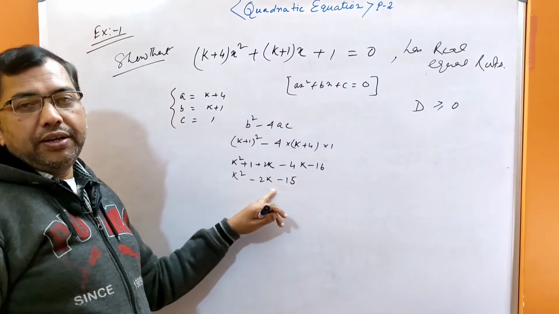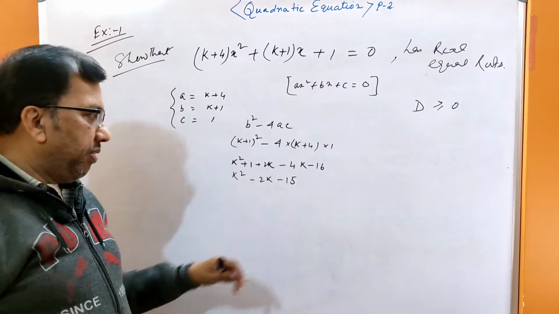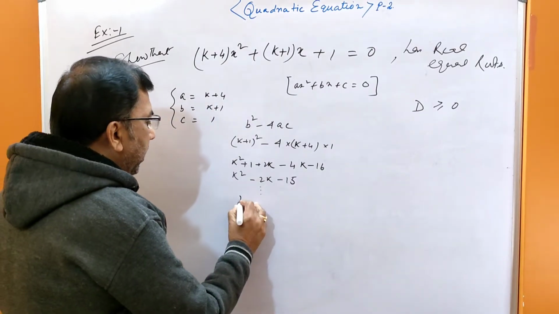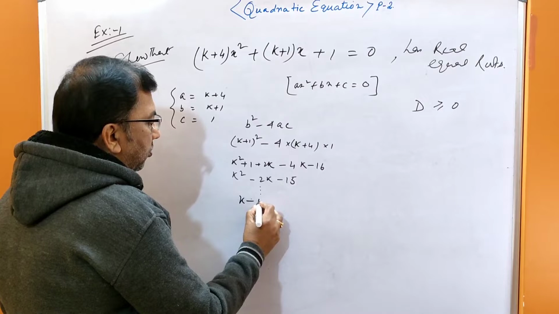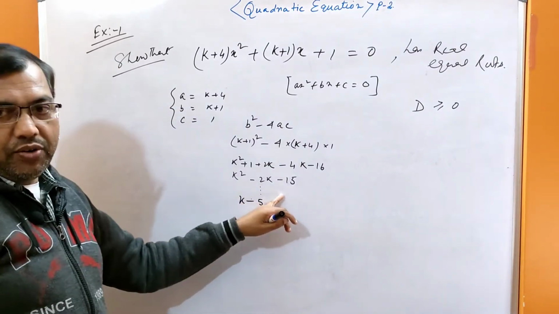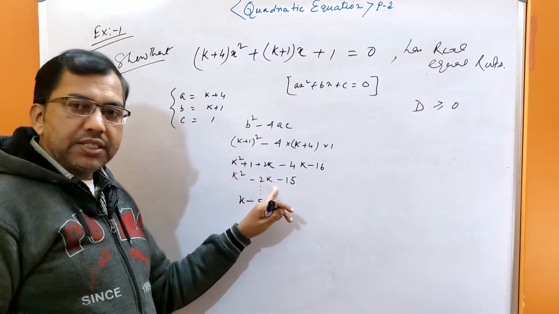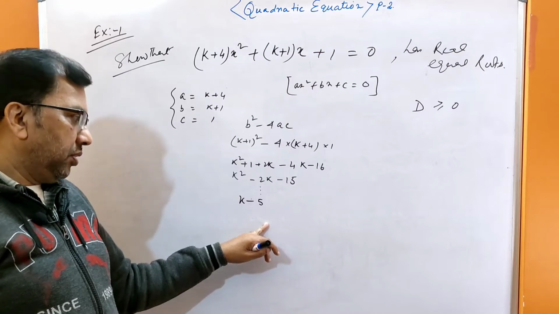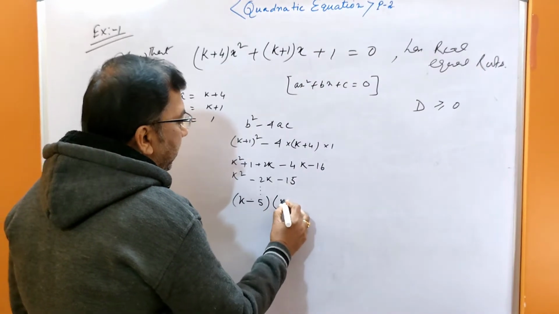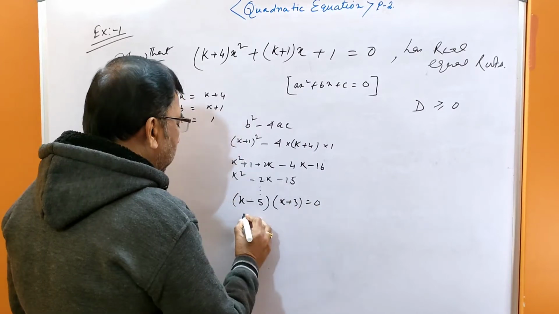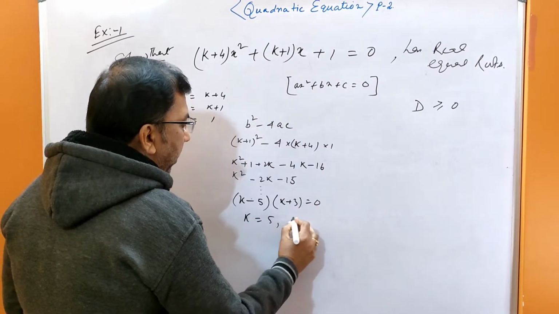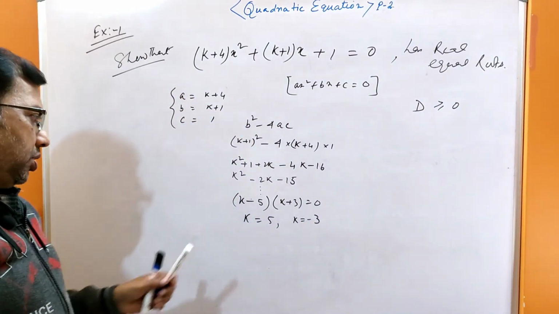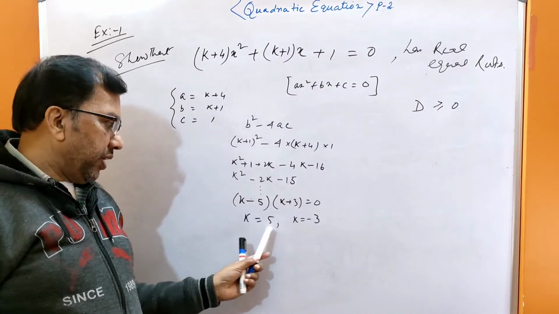Then you have to find the middle term, that is the factors. I am doing the factors. What will come in it? k plus... 5 times 3 is 15, so 5 minus 3. k minus 5 will come and k plus 3 will come. Clear? Do the middle term factorization. k minus 5 equals 0, k plus 3 equals 0. That means k equals 5 and k equals minus 3.